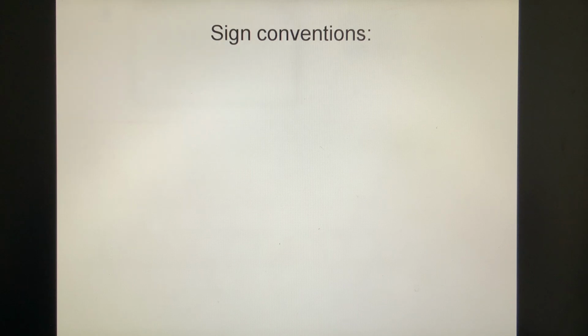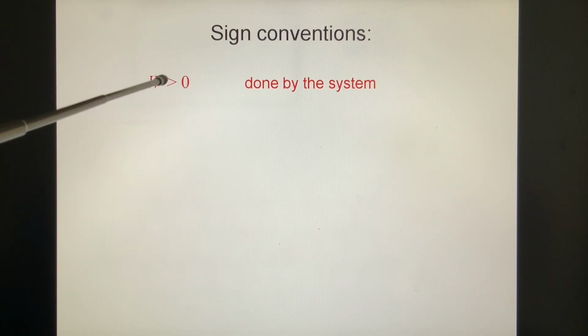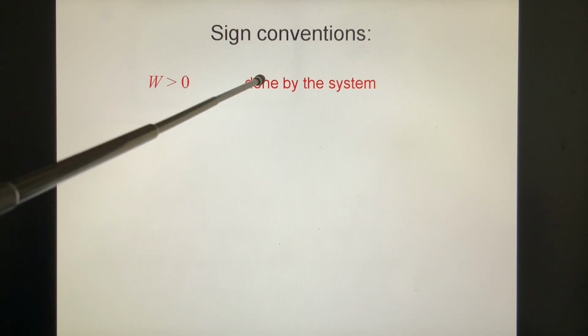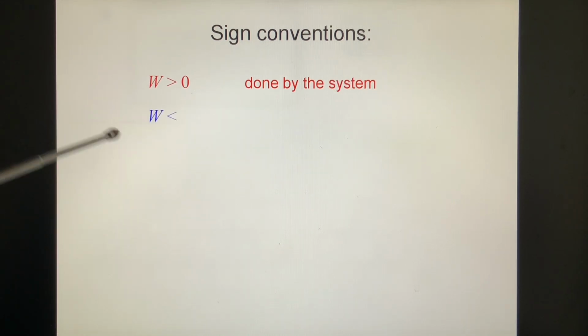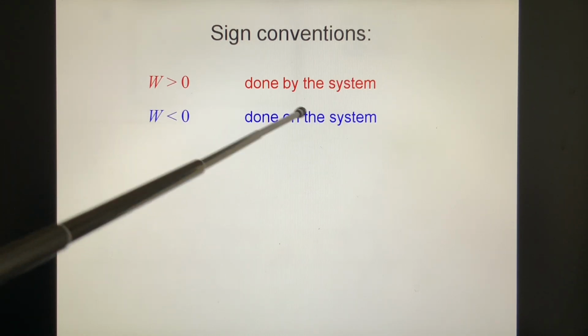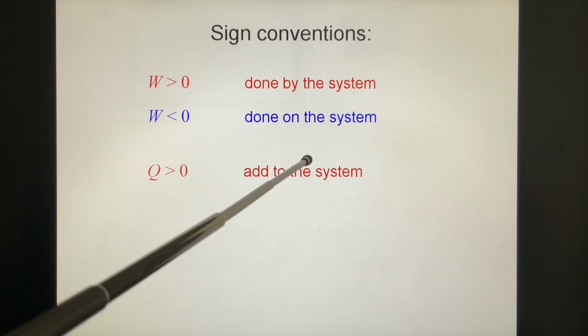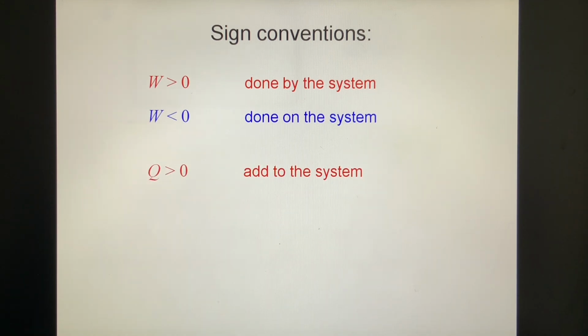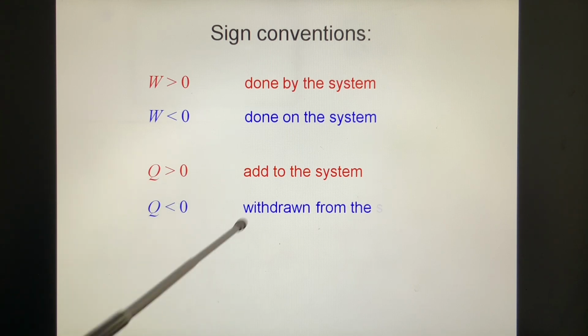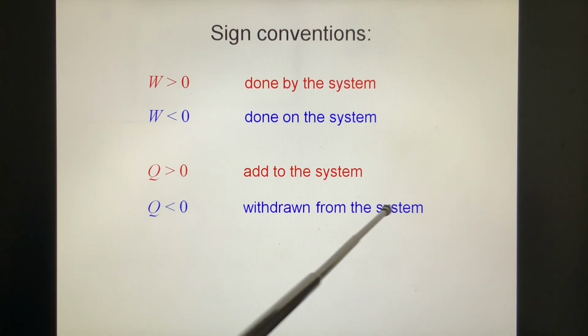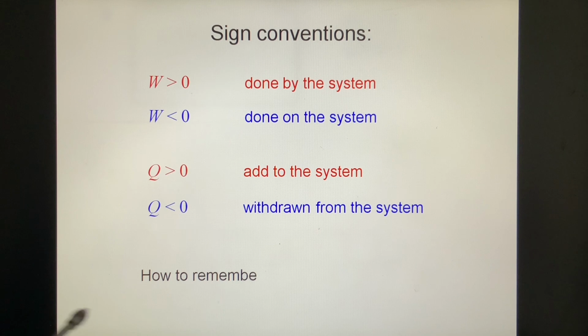We have a sign convention. W larger than 0, positive, means work done by the system. W smaller than 0 means work done on the system. Q larger than 0 means heat added to the system. Q smaller than 0 means energy withdrawn from the system. Okay, how to remember that one?